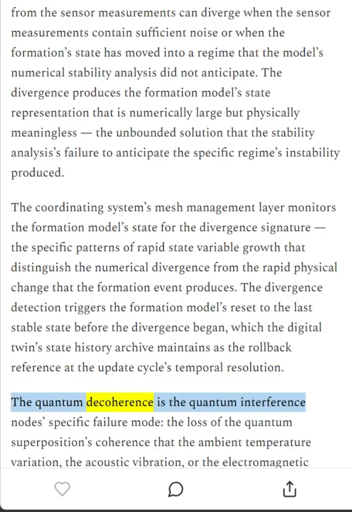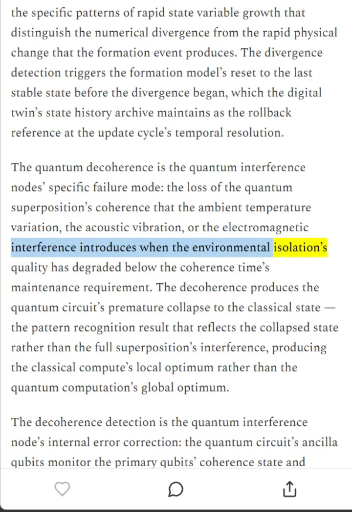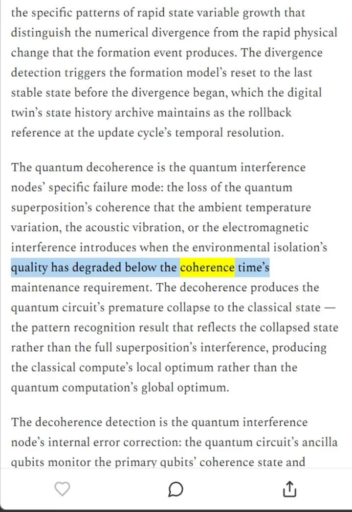The quantum decoherence is the quantum interference node's specific failure mode, the loss of the quantum superposition's coherence that the ambient temperature variation, the acoustic vibration, or the electromagnetic interference introduces when the environmental isolation's quality has degraded below the coherence time's maintenance requirement. The decoherence produces the quantum circuit's premature collapse to the classical state, the pattern recognition result that reflects the collapsed state rather than the full superposition's interference, producing the classical compute's local optimum rather than the quantum computation's global optimum. The decoherence detection is the quantum interference node's internal error correction.